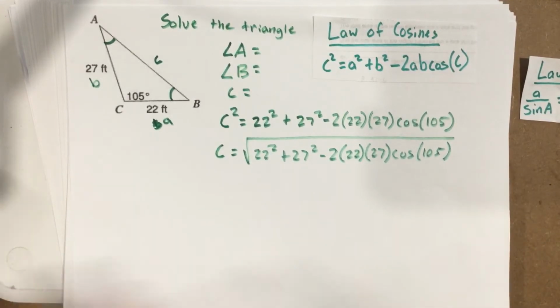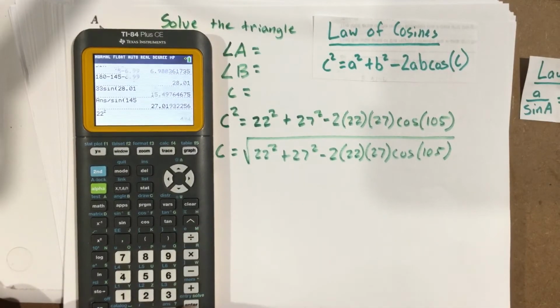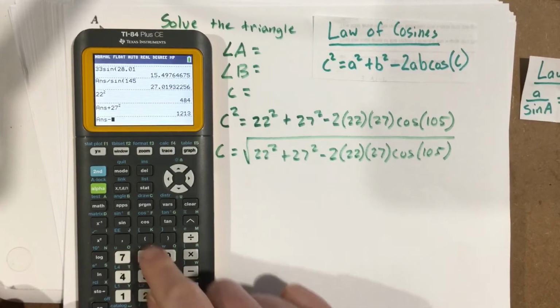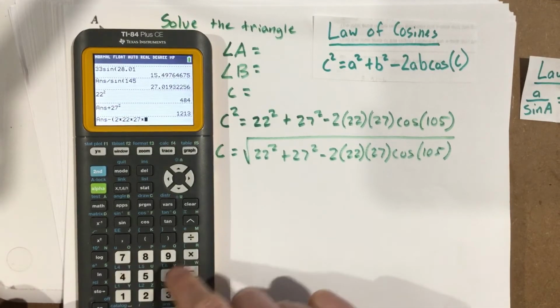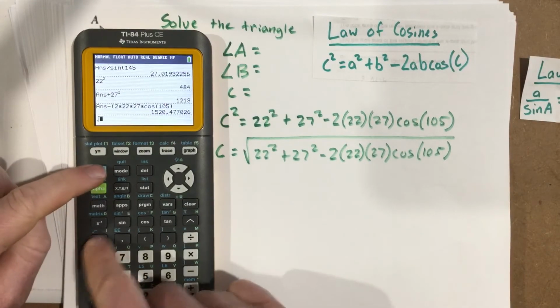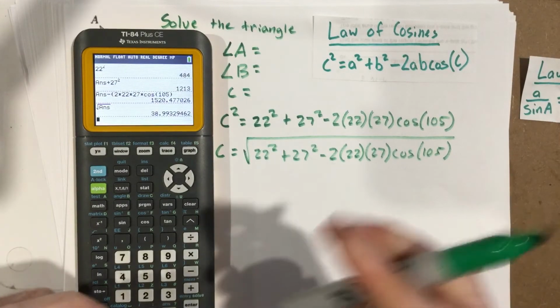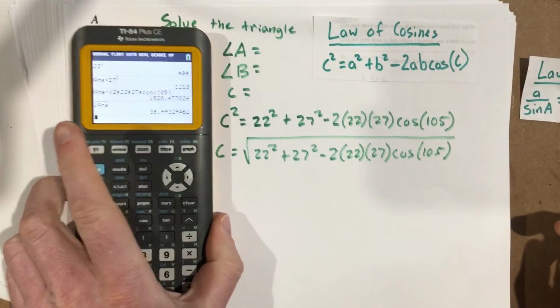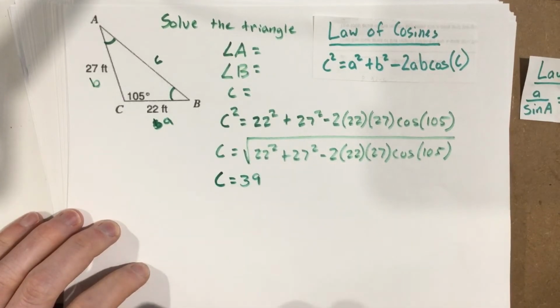Let's plug all that in the calculator. 22 squared plus 27 squared minus 2 times 22 times 27 times cosine 105. And remember, I got to do the square root of that, so I'm going to do the second square root of the answer. Tells me I got 38.99. I don't know what they want us to round to, but let's just assume it's 39 for this case. So C equals 39, nearest whole number.